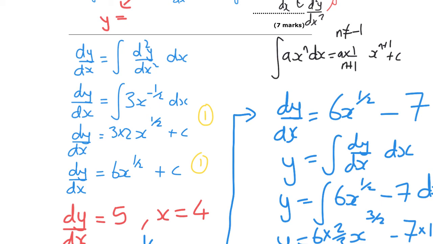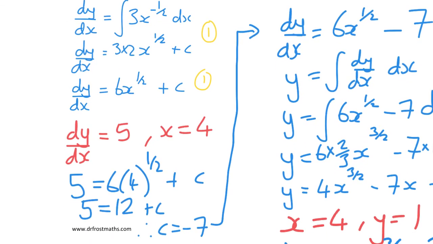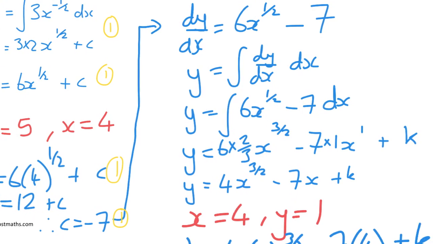You get 1 mark for subbing in your numbers, so getting this equation here. Now, even if you didn't get the number 6, for example, say you made a mistake and you divided by 2, so you got 3 over 2 instead of 6, you still get this mark here. This mark's not for getting the right answer, it's for subbing in x's, dy by dx is 5, x is 4. However, you do get 1 mark for your answer, minus 7 for C. It's not a follow-through mark. So there's 4 marks so far.